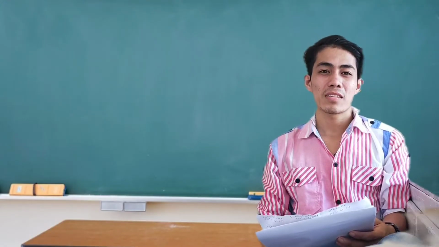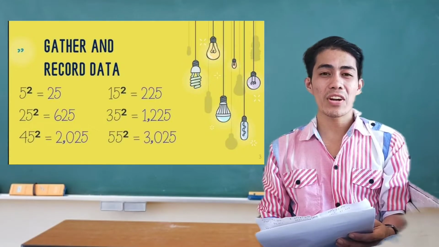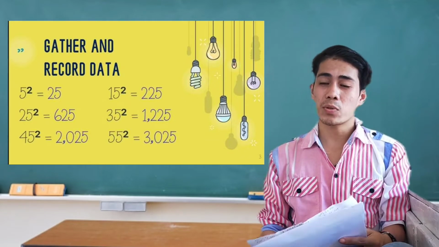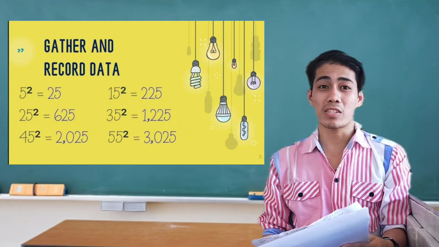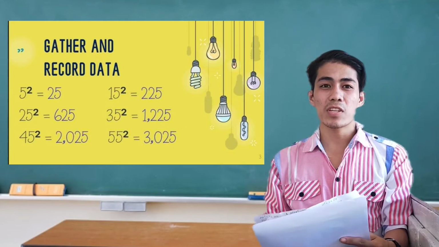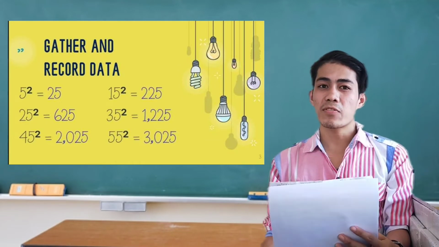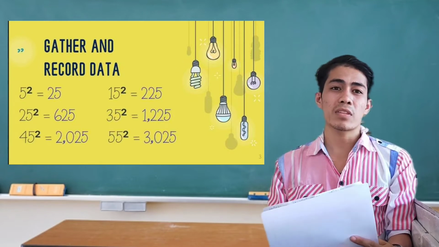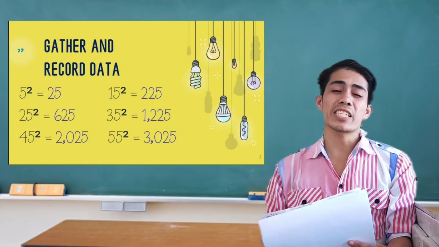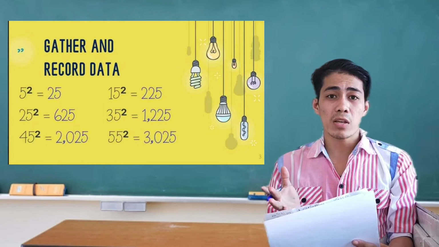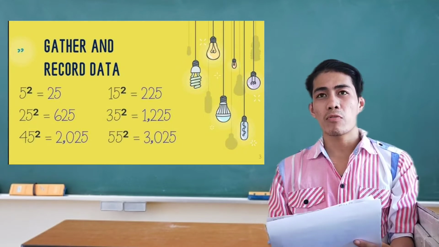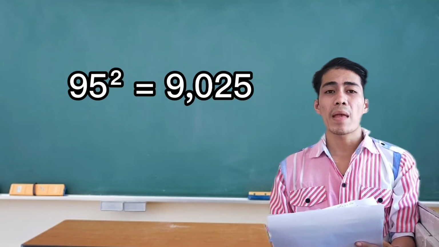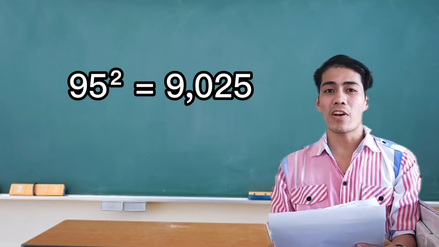The second step in the process is to gather and record data. As you can see in my presentation, we have 5 squared to 55 squared. 5 squared, it's obvious, right? We have 25. And then 15 squared is 225. 35 squared is 1225. And 55 squared is 3025. If we continue the examples, the process will be the same. For example, 85 squared is 7,225, and 95 squared is 9,025.